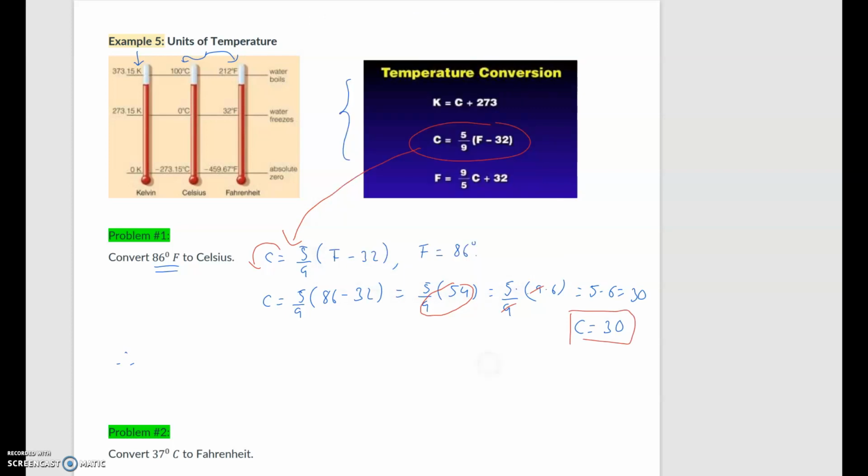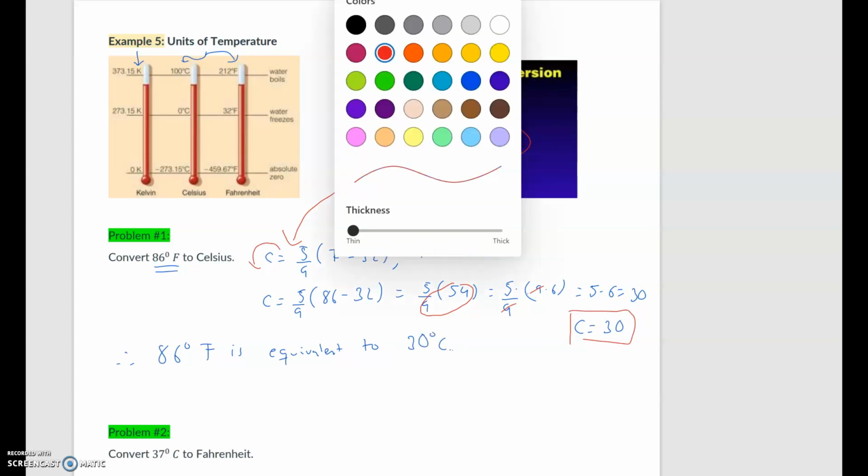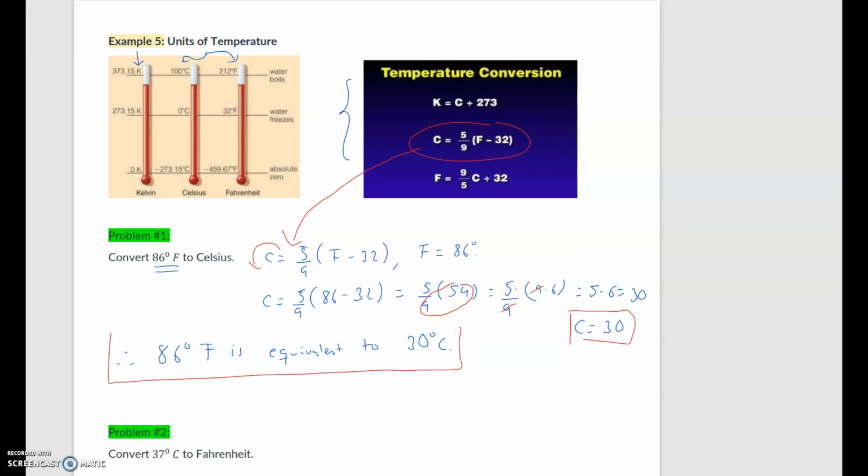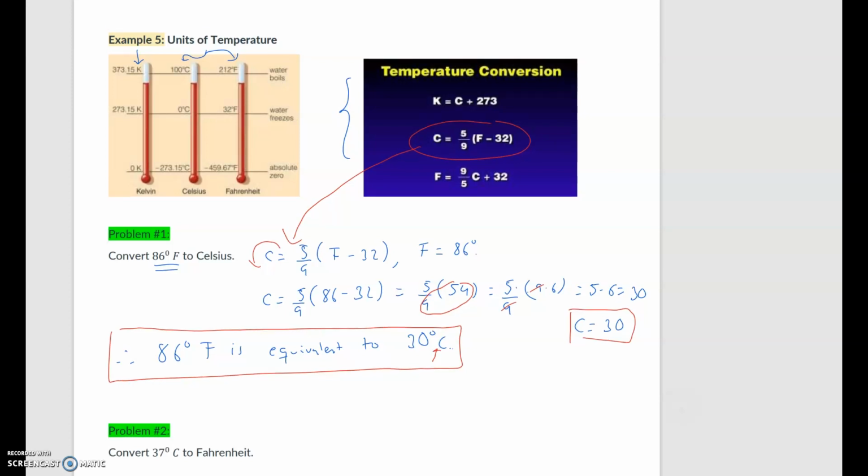So let me express it as 86 degrees Fahrenheit is equivalent to 30 degrees Celsius. In the final answer, I am expressing it with the proper units, in this case, degrees Celsius. Let's take a look at the next one.